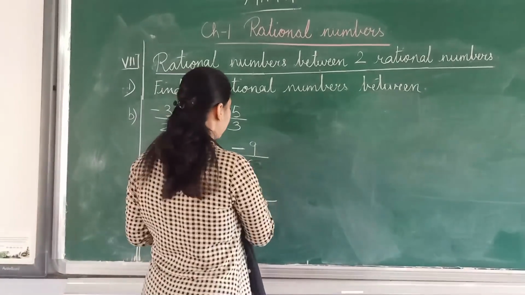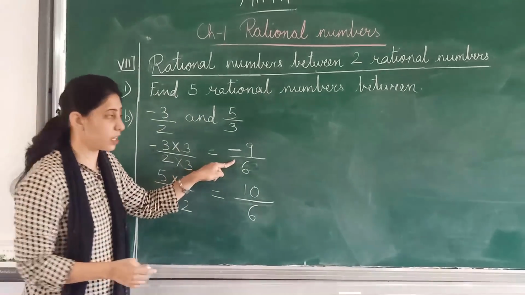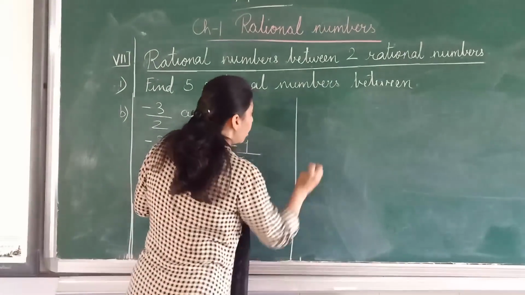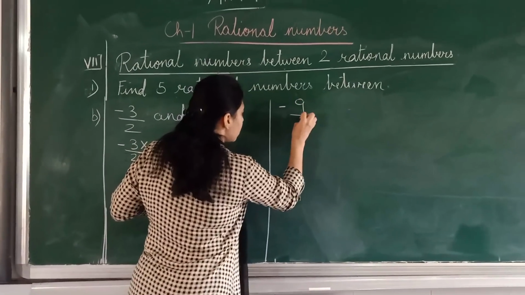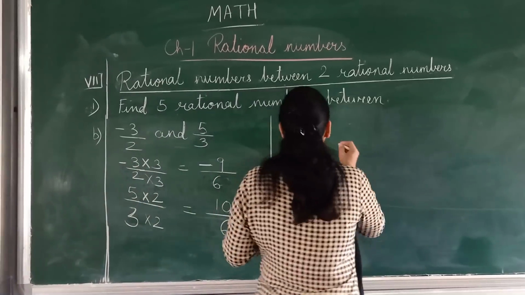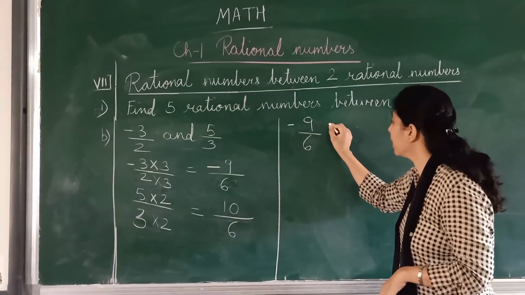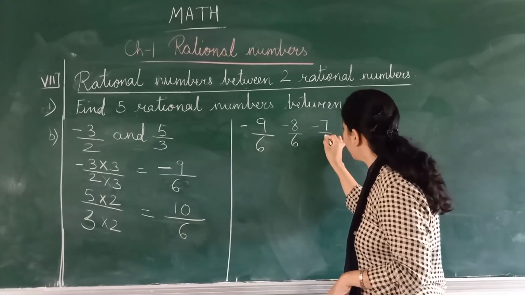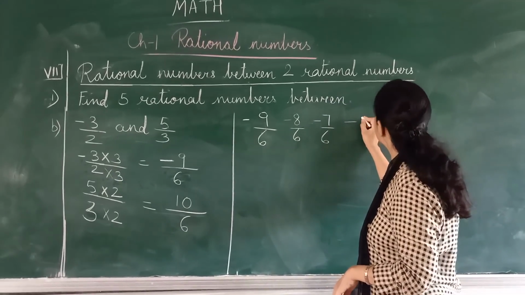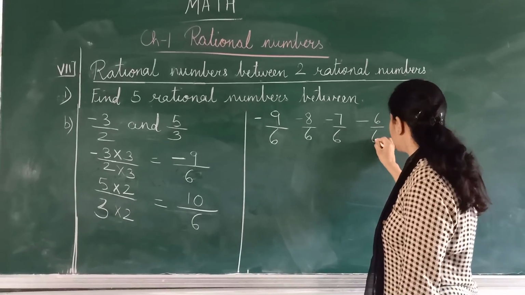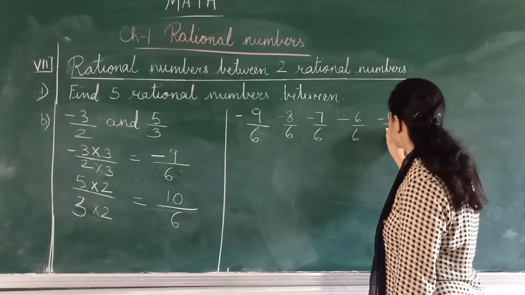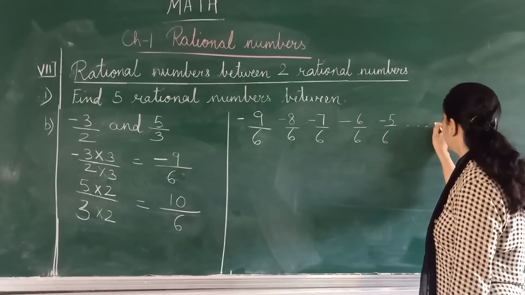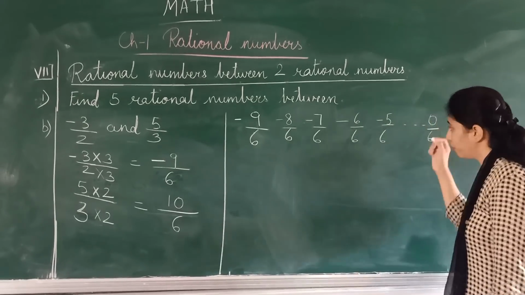So now we'll write here. What is the first rational number? Minus 9 upon 6. So we'll write minus 9 upon 6. Now we'll go on writing. What is after minus 9? Minus 8 upon 6, minus 7 upon 6, minus 6 upon 6, minus 5 upon 6, and it goes on. 0 upon 6, it will be a 0.